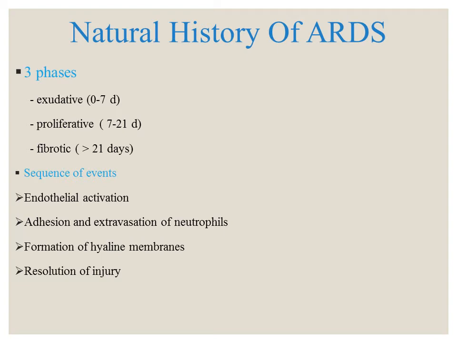I will explain the sequence of events that occurs in ARDS with the help of a diagram. First of all, there is activation of the endothelial cells of the pulmonary capillaries, as a result of which there is recruitment of inflammatory cells that are normal constituents of the blood, including neutrophils and monocytes, which migrate from the capillaries into the alveoli, and ultimately adhere to the wall of the alveolus, leading to formation of hyaline membranes. After the formation of hyaline membranes, if the inflammatory event stops, then resolution of injury or fibrosis occurs.